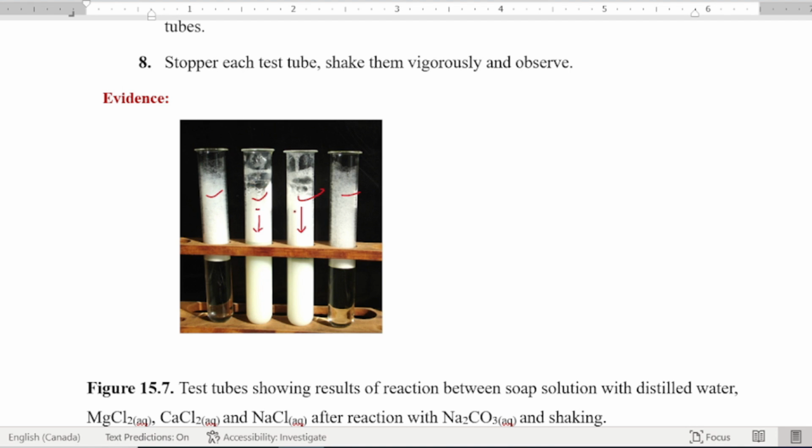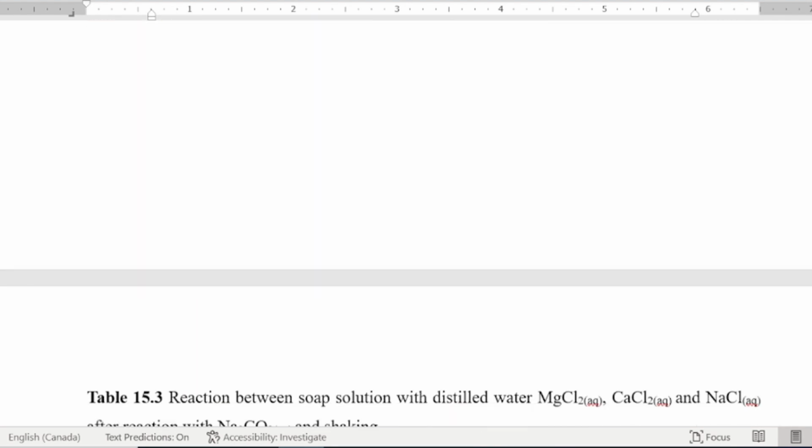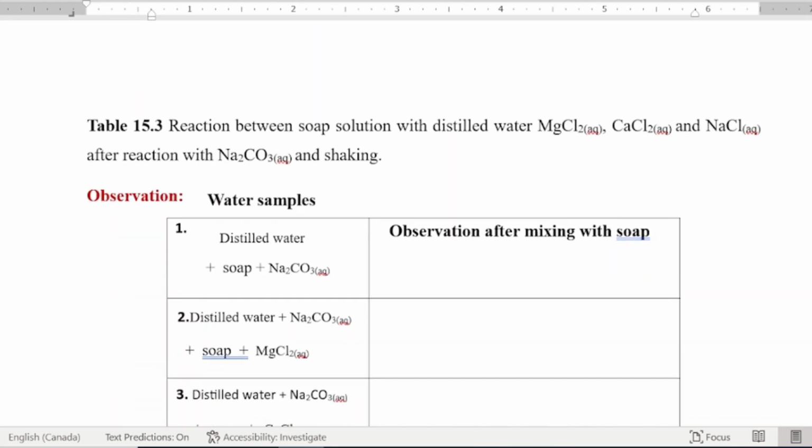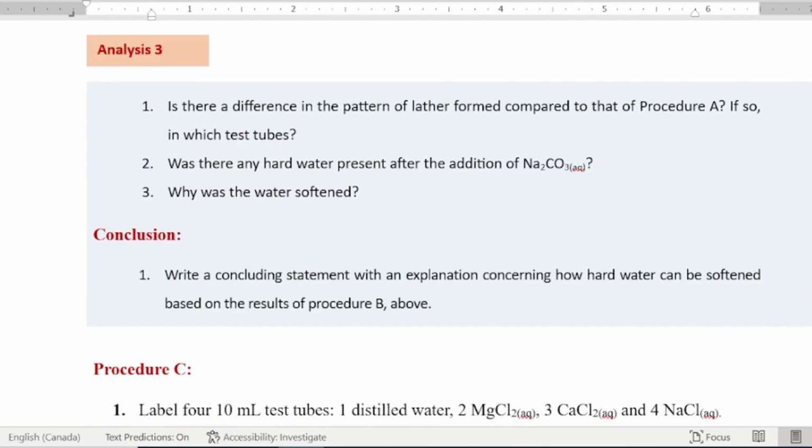The water in these two have been softened by the addition of sodium carbonate to it. Okay? But look, it's a nuisance here. You have a lot of white stuff there. Students are then asked to complete this observation table and answer the following questions. You can do that if you want.